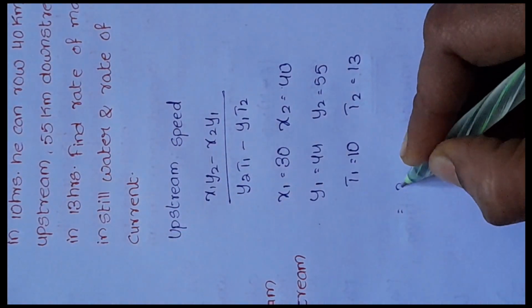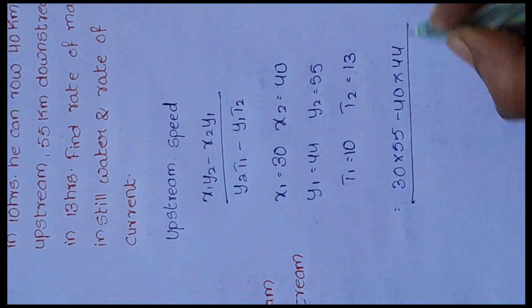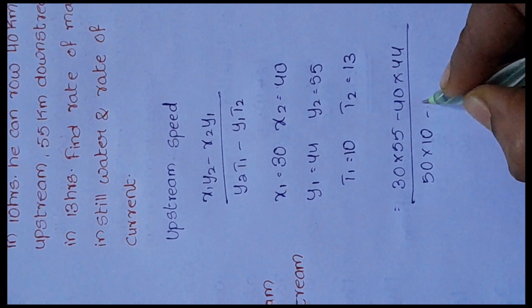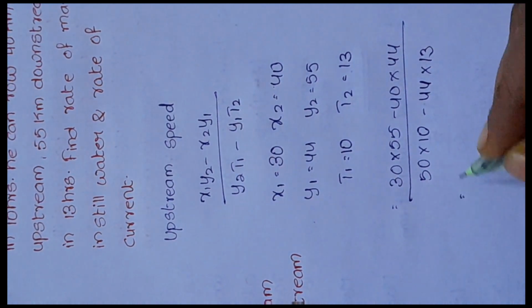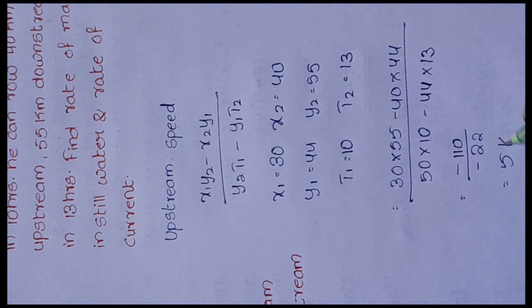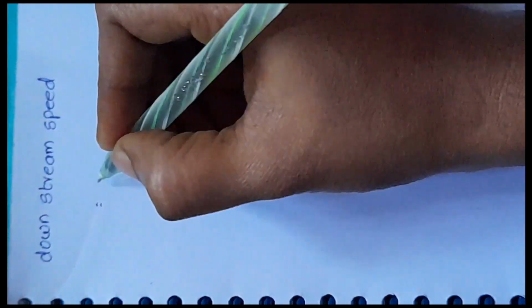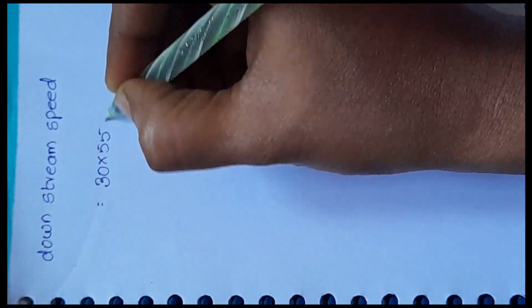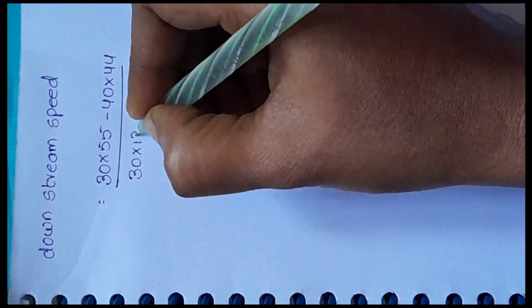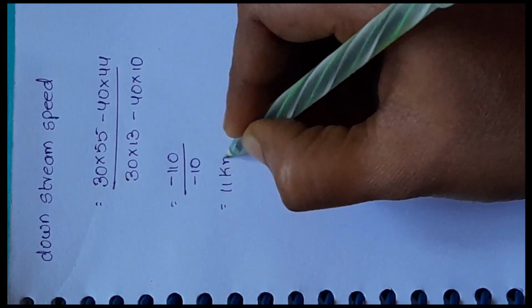Now substituting the values, 30 into 55 minus 40 into 44 by 55 into 10 minus 44 into 13. We get the value as minus 110 by minus 22. That is 5 kilometers per hour is the upstream speed. Downstream speed of the man, substituting the values in the formula, that is 30 into 55 minus 40 into 44, the numerator is same, by 30 into 13 minus 40 into 10. We get this as minus 110 by minus 10. That is 11 kilometers per hour is the downstream speed.